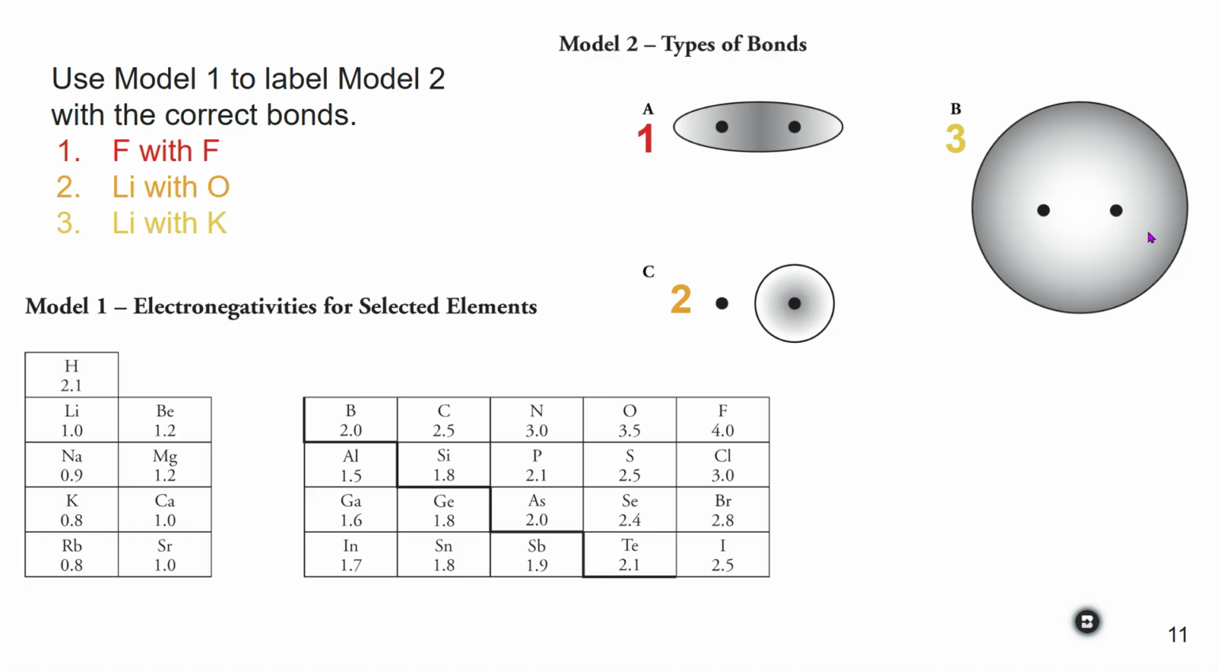And then lastly, C, you can tell that one atom basically took the electron away from the other one. So if we compare lithium and oxygen, again, lithium has an electronegativity value of just 1, whereas oxygen has a very high electronegativity value of 3.5. So it has a tendency of stealing electrons from those atoms that have low electronegativity values. And so that's why model C matches up with that particular bond between lithium and oxygen.